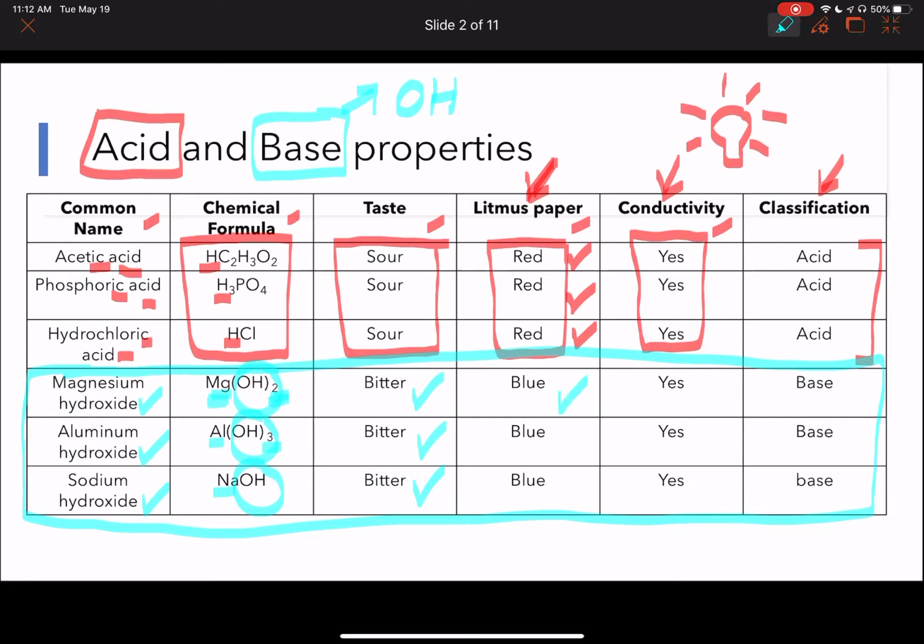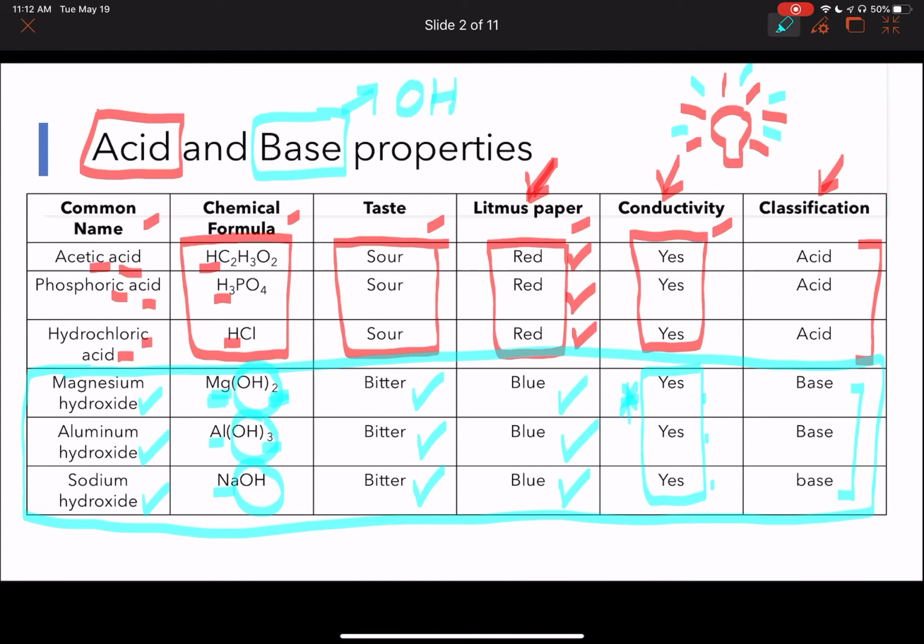They also turn our neutral litmus paper blue, whereas acids turned it red. So notice that I changed colors and that we're going to be using reds primarily for our acids and blues for our bases. Now, a property that won't tell you the difference between an acid and base is conductivity, because we'll see that all three of these bases also do conduct, meaning that the light bulb would turn on because there are free ions within the solution. And the classification for all three of these are bases.